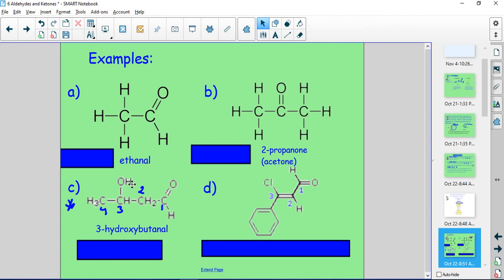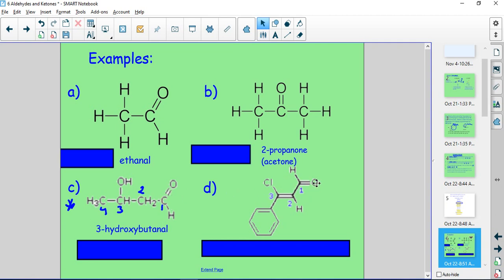Whenever you have an alcohol as a non-priority functional group, so it doesn't change the ending to -ol, that then is called something different. It's called hydroxy. So it being on the third carbon is then 3-hydroxybutanal. Butanal for the 4 carbons, ending with an -al because of the terminal carbonyl.